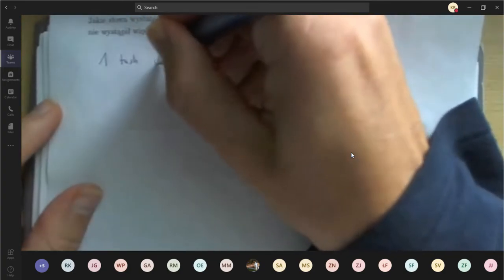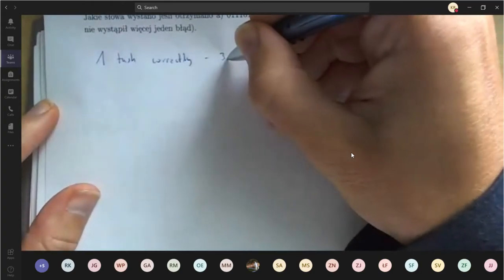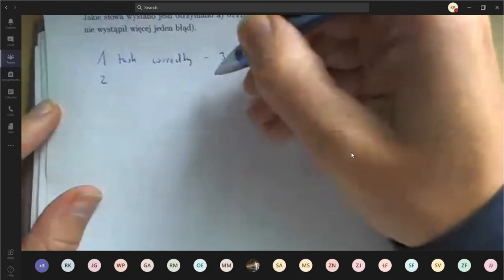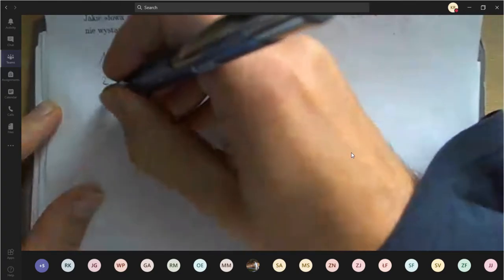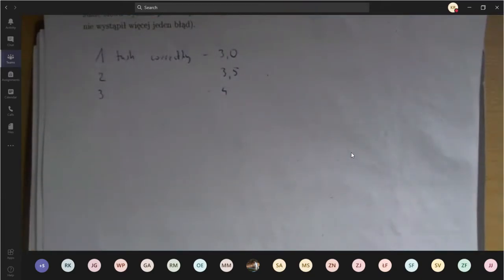Our building. I will book a classroom and we will have a test. My idea is the following: there will be 5 questions, 5 tasks. And if you do one task correctly, you will get the grade 3.0. Okay, 2 tasks correctly, 3.5, and so on and so on. So 1 out of 5 to pass the exam, the test.